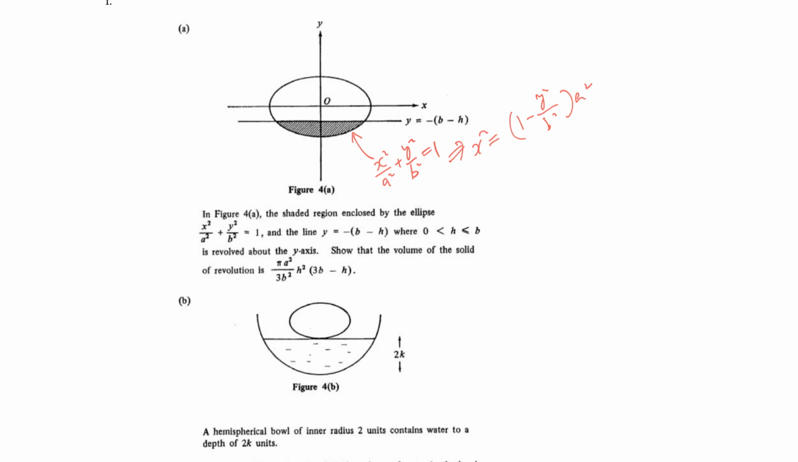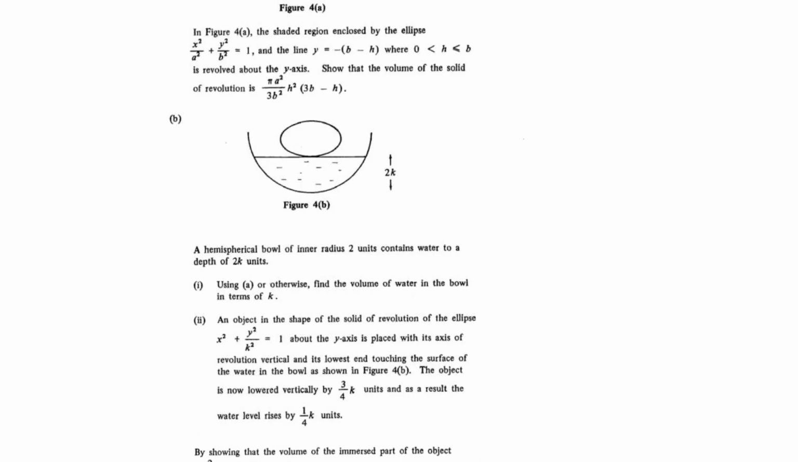Then the range of y, that means the limit, the lower limit here should be negative b, and the upper limit here is given as negative b plus h. And you see there is some meaning to h. H actually means the depth of water inside the solid. And it's useful in the following part. So I guess you have no problem using integration to achieve the result here.